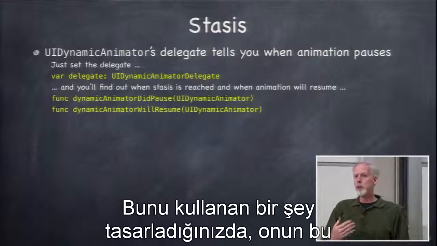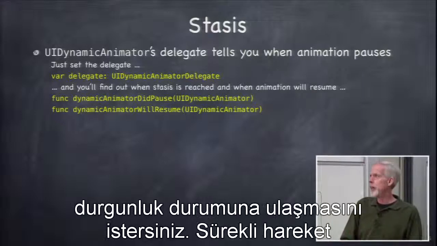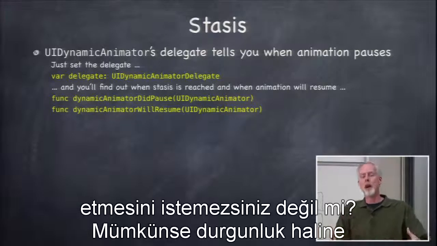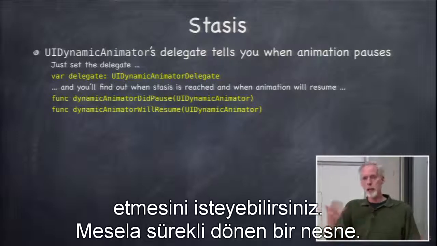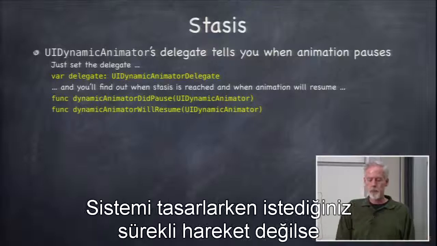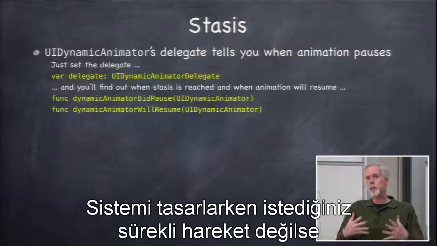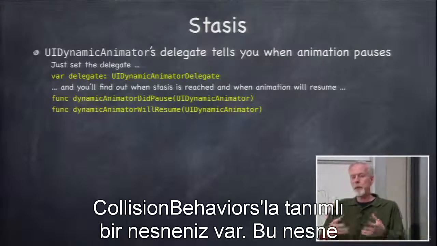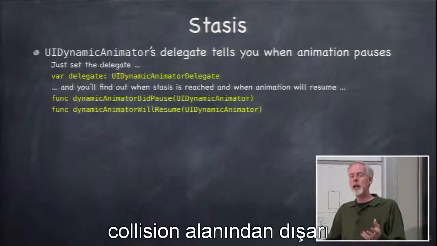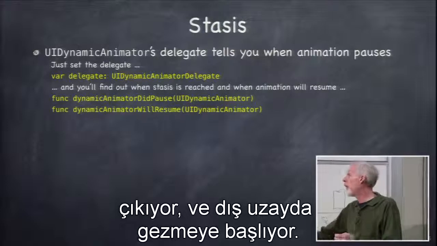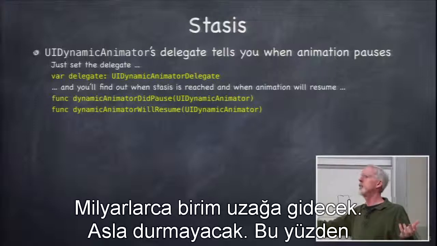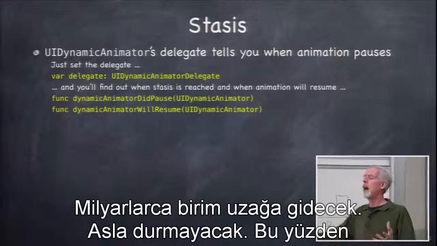One thing you want when you design something that uses this stuff is you want it to reach stasis. You don't ever want it to be just constantly animating. You want it to try and reach stasis if possible. Now there might be cases where you actually are constantly animating, something's spinning and it's constantly spinning. But unless that's really what you intend, you don't want that. A classic one is you have something with collision behaviors, the thing flies off screen outside of the collision area, and now it's flying off into outer space. And it's going to continue to animate forever as it flies billions of points away. It's never going to stop. So you've got to be careful about that.